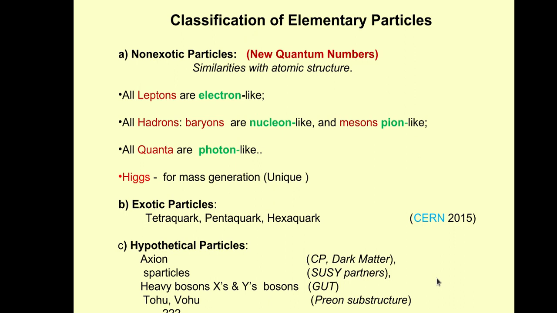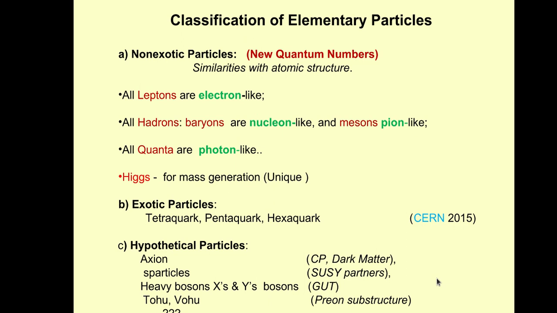A third category is not much important at this stage, but I should have included them here just to remind you that life is not finished with these non-exotic and exotic particles. There are a large number of hypothetical particles proposed for several theoretical reasons, like CP violation, dark matter candidates, supersymmetric partners of these quarks, leptons, and bosons, boson quanta.